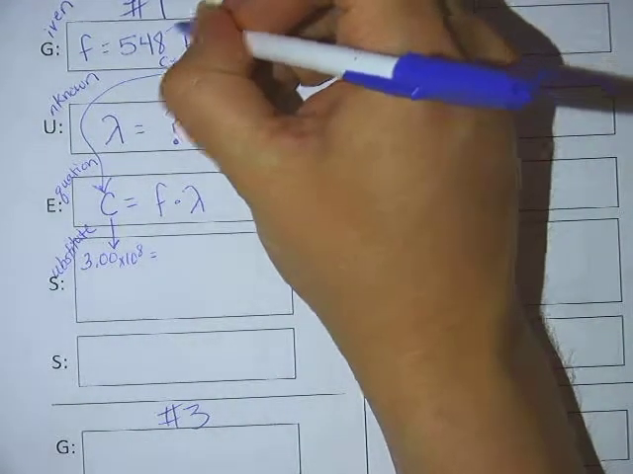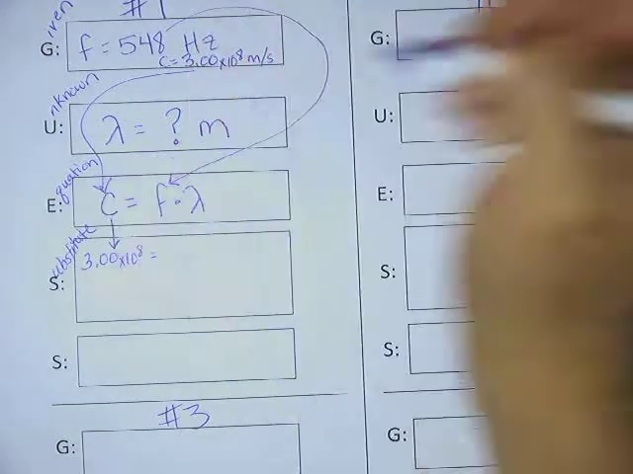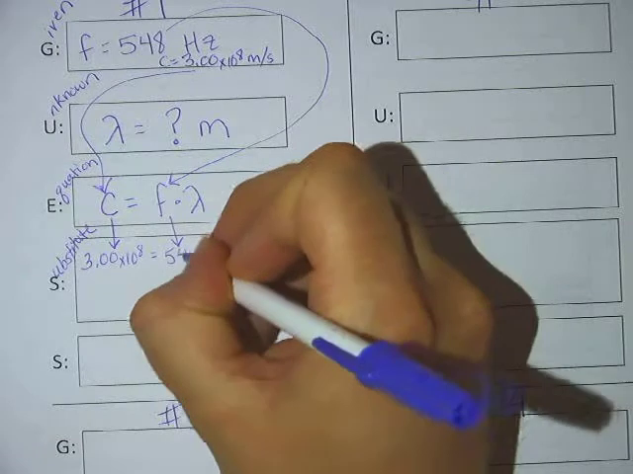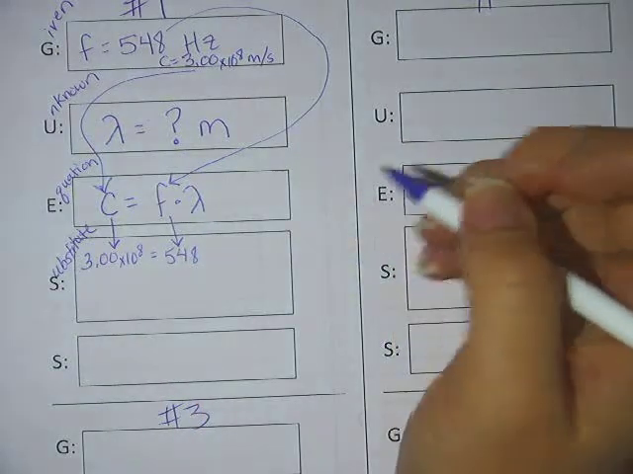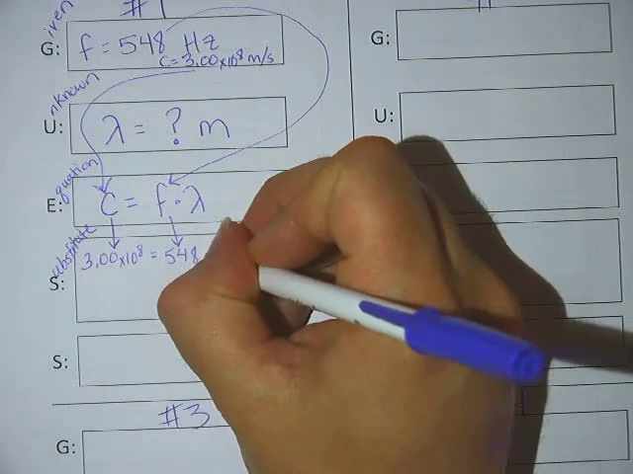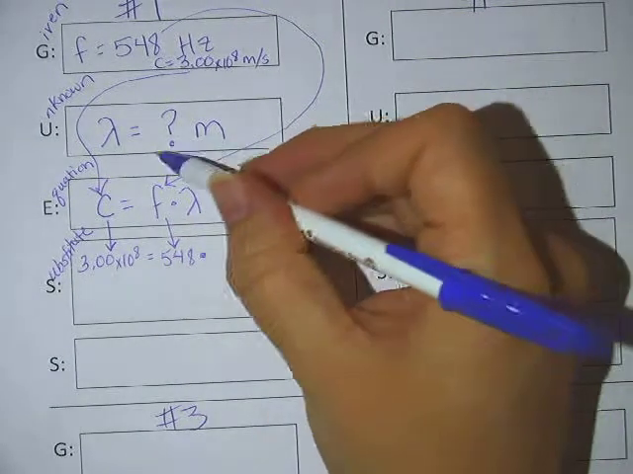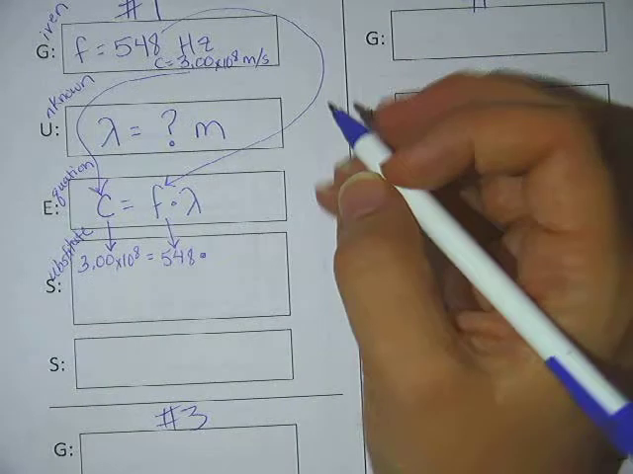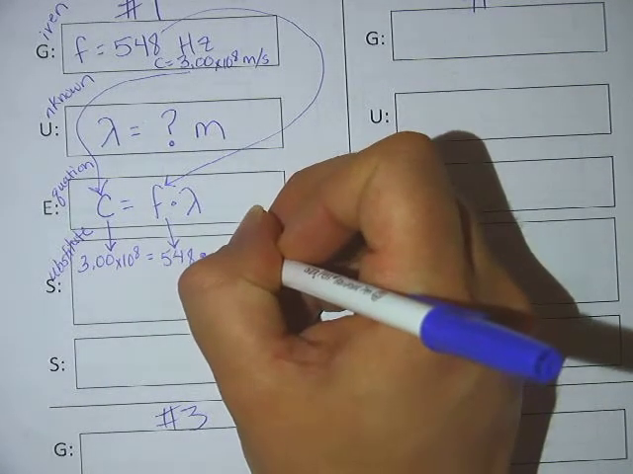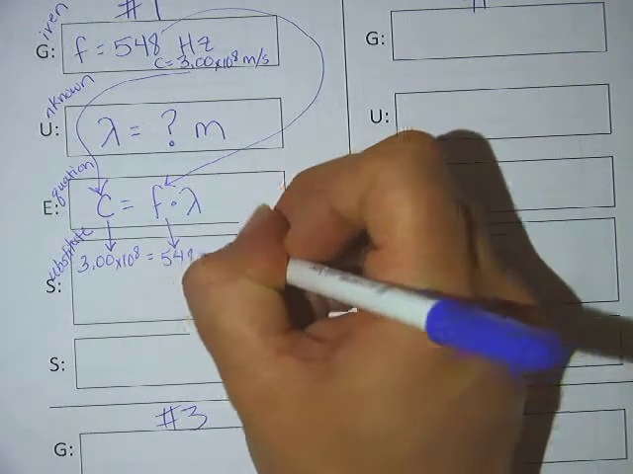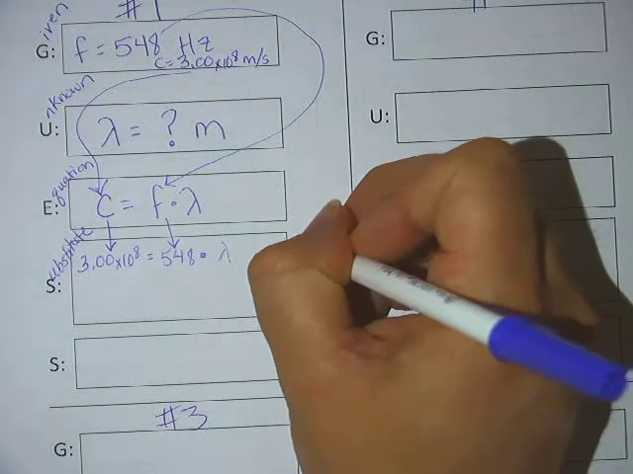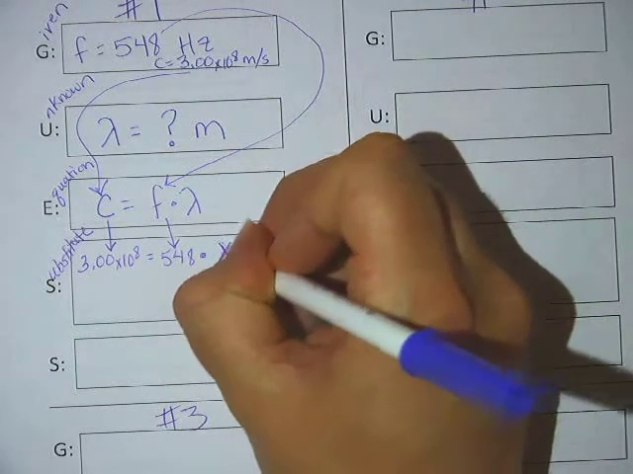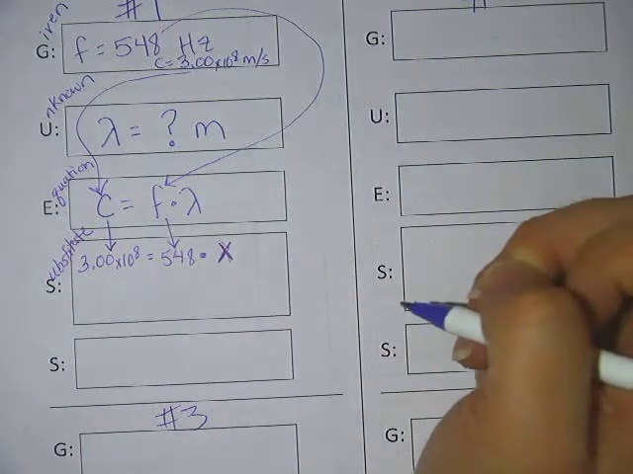And for F, I know F is 548. I'm going to plug that in here. Instead of writing the letter F, I'm going to write 548. And it is times lambda. Now lambda I don't know. That is my variable that I'm going to stay with. So I can write lambda, or I could write a question mark, or I could even write an X. If it makes you more comfortable, you can write an X there and solve for X.